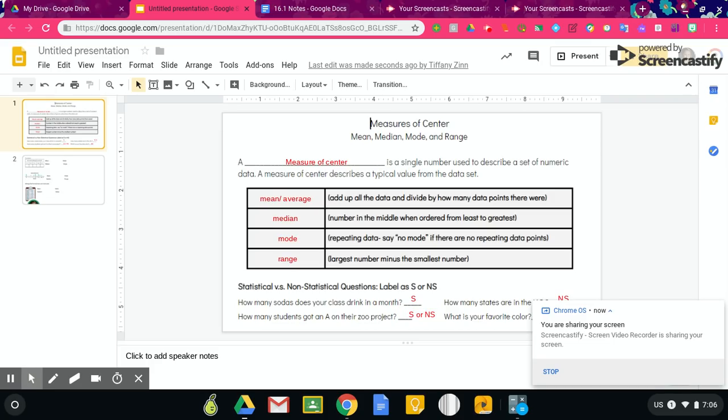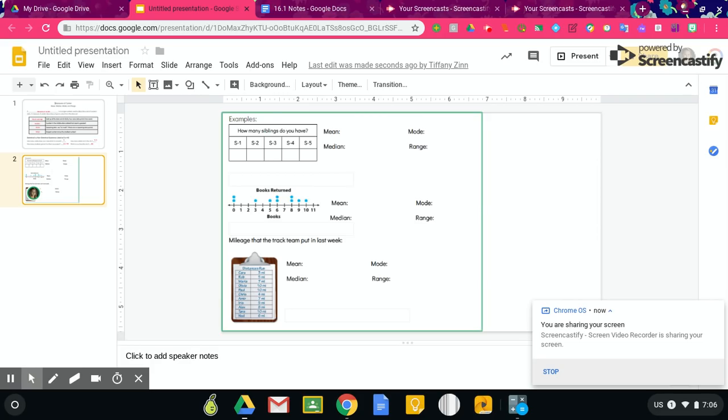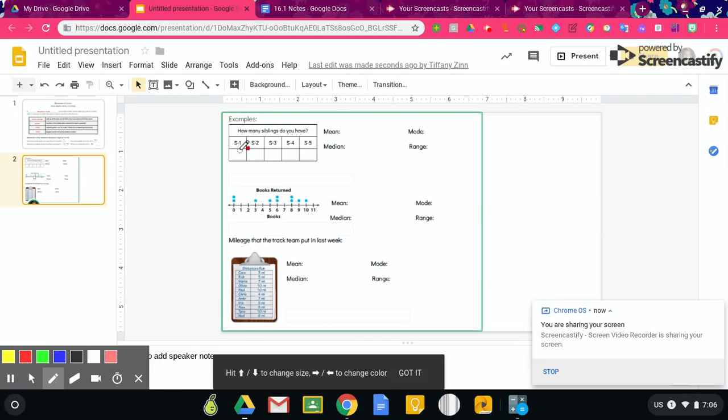Now let's actually try some stuff. So on this next one, it says, how many siblings do you have? So let's just make up some numbers. Let's say that student 1 has 2 siblings.